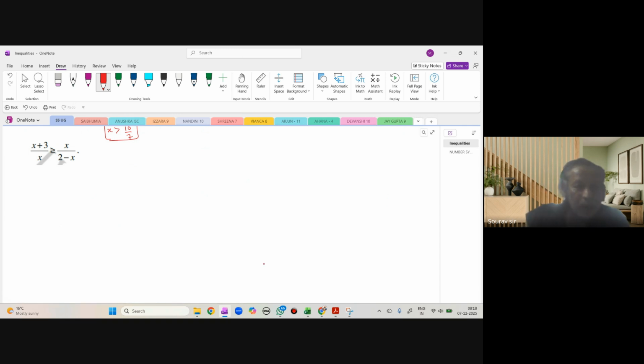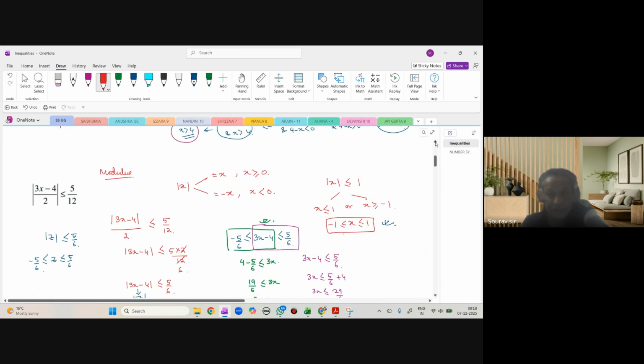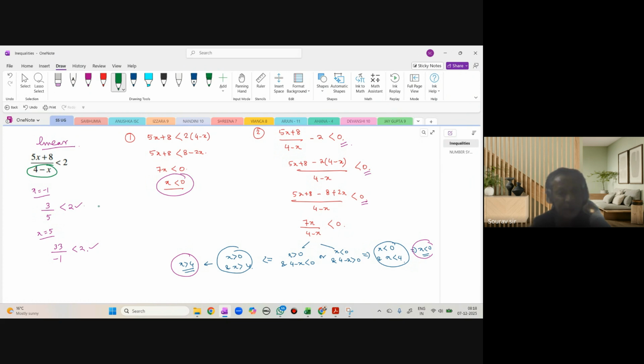Okay. Now coming to the next one: (x plus 3)/x is greater than or equal to x/(2 minus x). Let me go back to the ones we did previously. If you look at the first one, I missed out one thing. Whenever you look at an expression like this, the first thing you should note down is that the denominator should not be 0. That means x is not equal to 4.